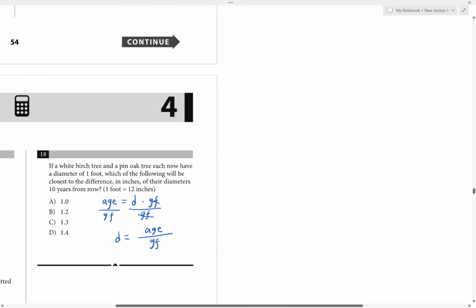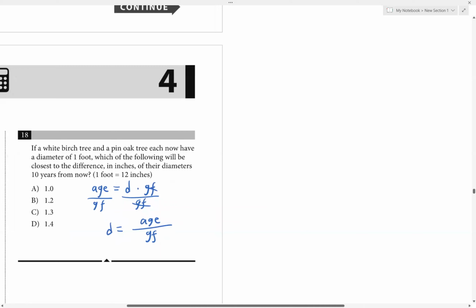So what we can do is, we know both trees are going to grow for 10 years, right? So that would be the H, the amount of time that we have. And because they have different growth factors, the diameter that they will have will be a little bit different. So we can solve for the diameter that each tree will have in 10 years using the growth factor. First, we do the white birch.